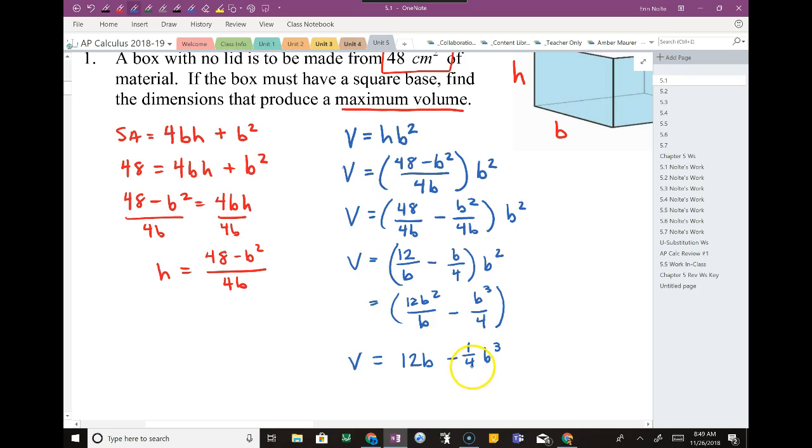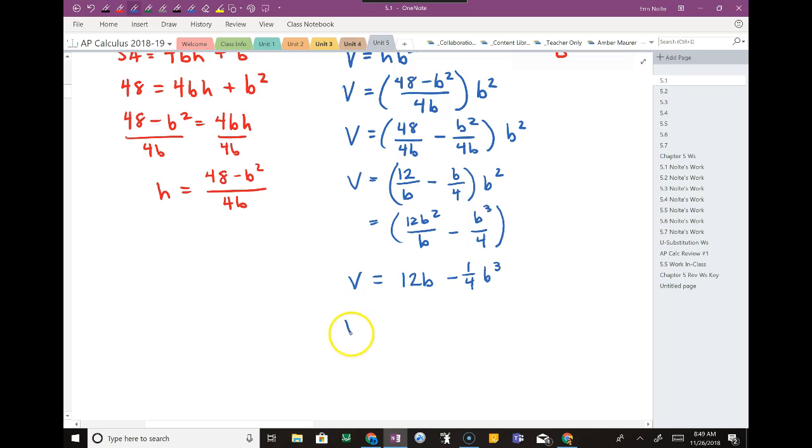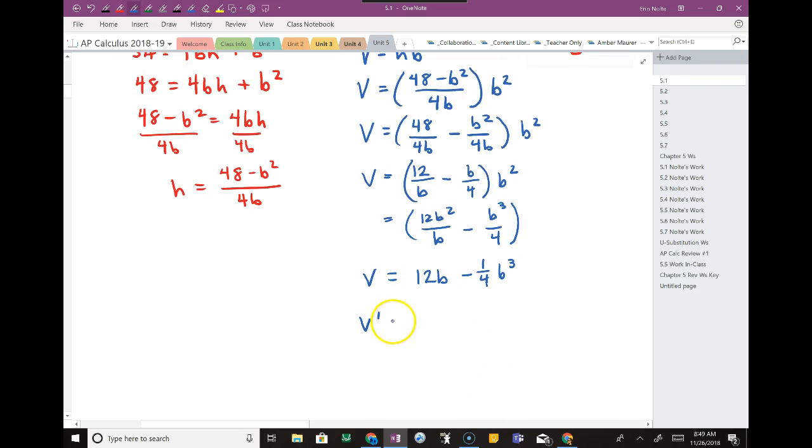Okay, so now, really the hard part so far has been the algebra. I have done no calculus at all, right? So now I'm going to derive it so I can find a max or a min. For me to derive this, what is the derivative of 12b? 12. Okay, what is the derivative of negative 1/4 b cubed? Good. And now how do I find my critical values for maxes and mins?